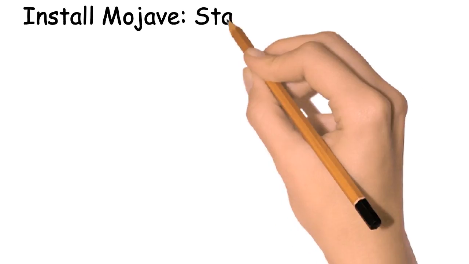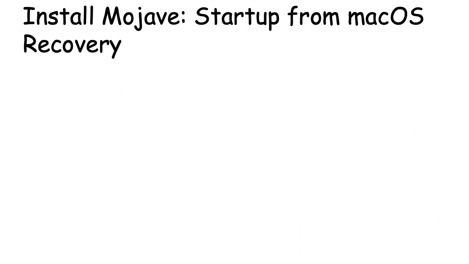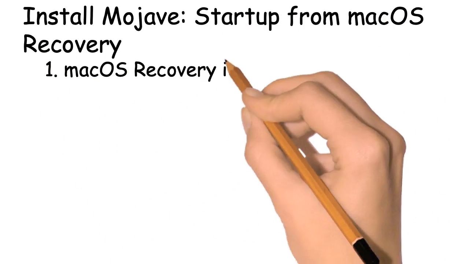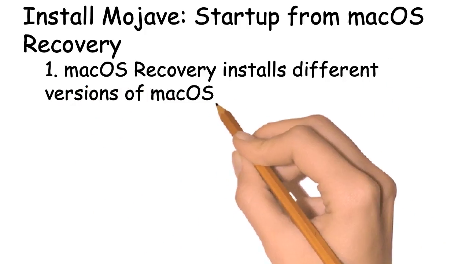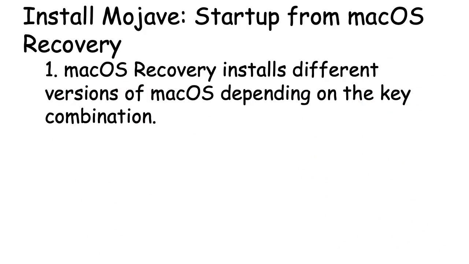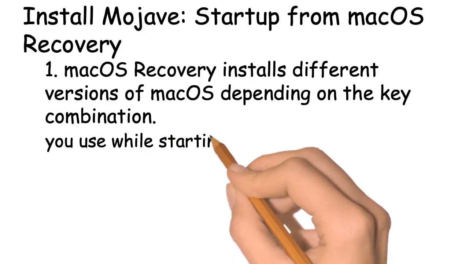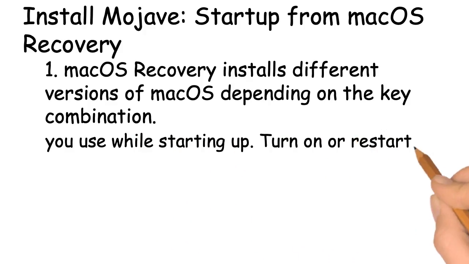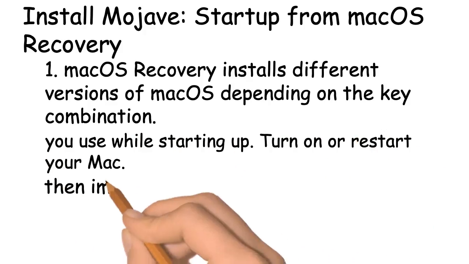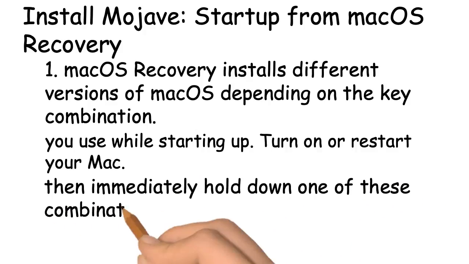Install Mojave. Start up from macOS Recovery. 1. macOS Recovery installs different versions of macOS depending on the key combination you use while starting up. Turn on or restart your Mac, then immediately hold down one of these combinations.